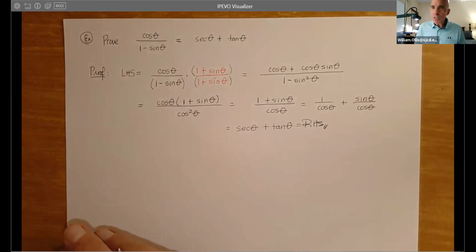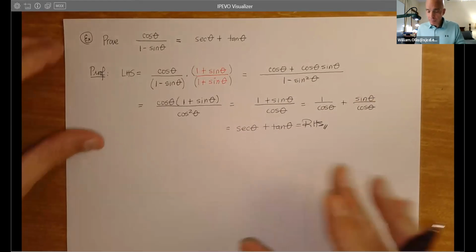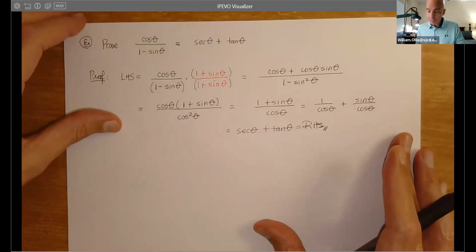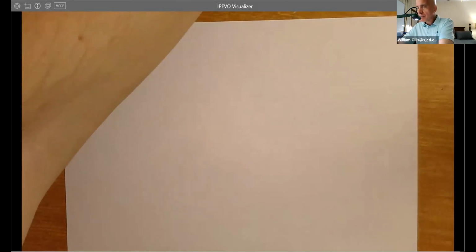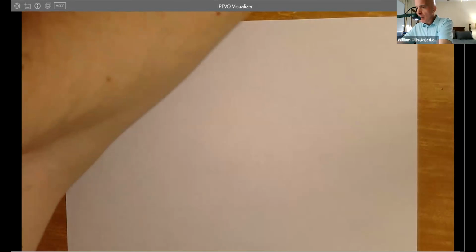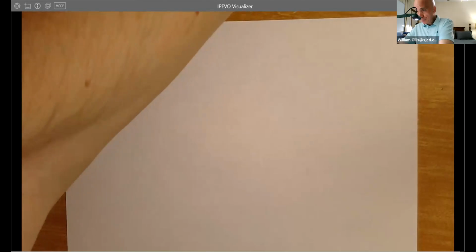So again, these are just fun little algebraic exercises using identities that you already know. There's nothing new to it. Old hat, so to speak. Now, there's a setup here that I want to talk about.